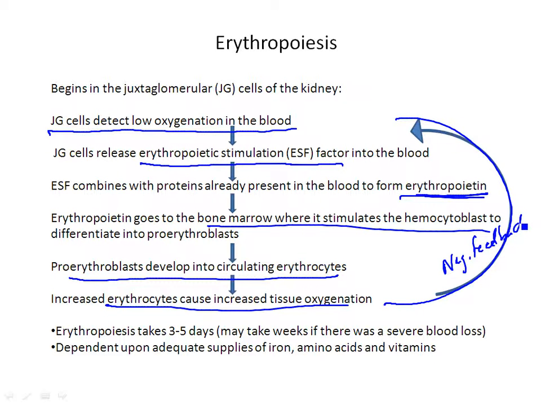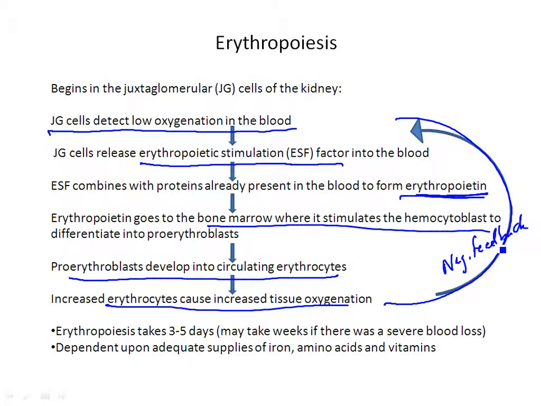So that's going to go back and tell these JG cells, we don't need any more erythrocytes or any more red blood cells. Everything's getting oxygenated just fine. So turn it off. That negative feedback will turn that off and everything will be back to normal. That way you don't produce too many red blood cells.